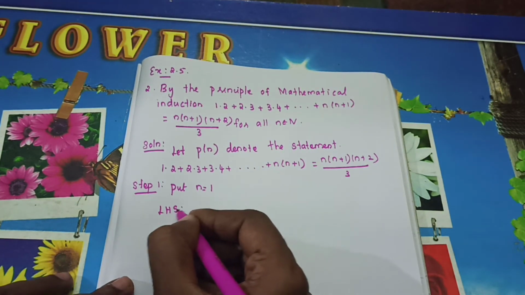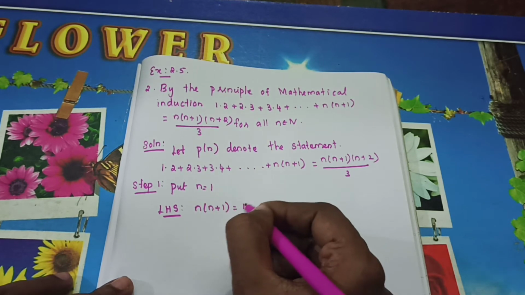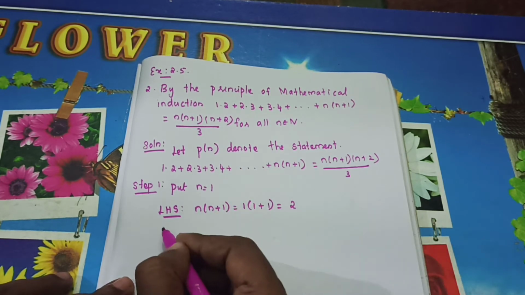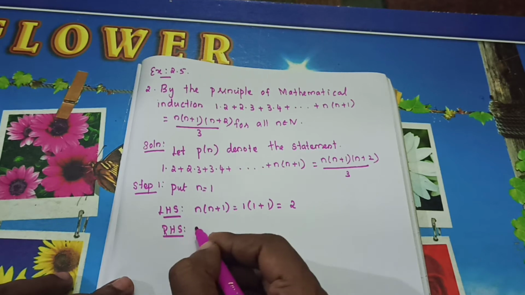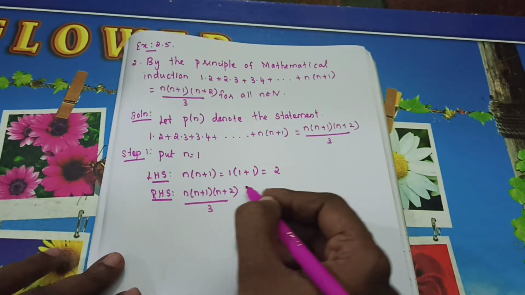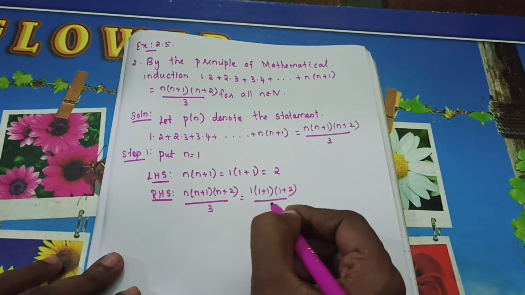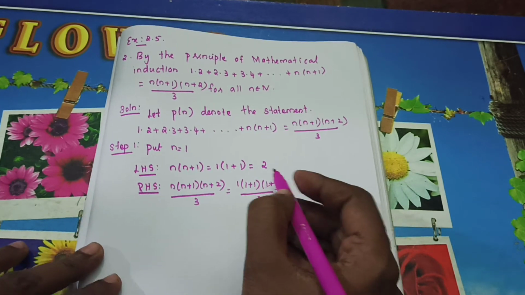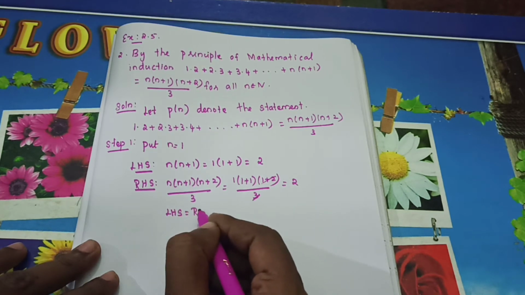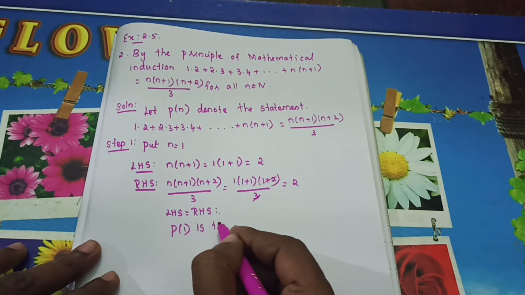LHS. What's LHS? N into n plus 1 is the LHS, which equals 1 into 1 plus 1, so 1 into 2 means you get 2. Okay, RHS. What's RHS? N into n plus 1 into n plus 2 divided by 3, which equals 1 into 1 plus 1 into 1 plus 2 divided by 3. The 3 and this 3 get cancelled, so 1 into 2 is 2. Are both equal? Yes. So LHS is equal to RHS. What will you conclude? P of 1 is true.